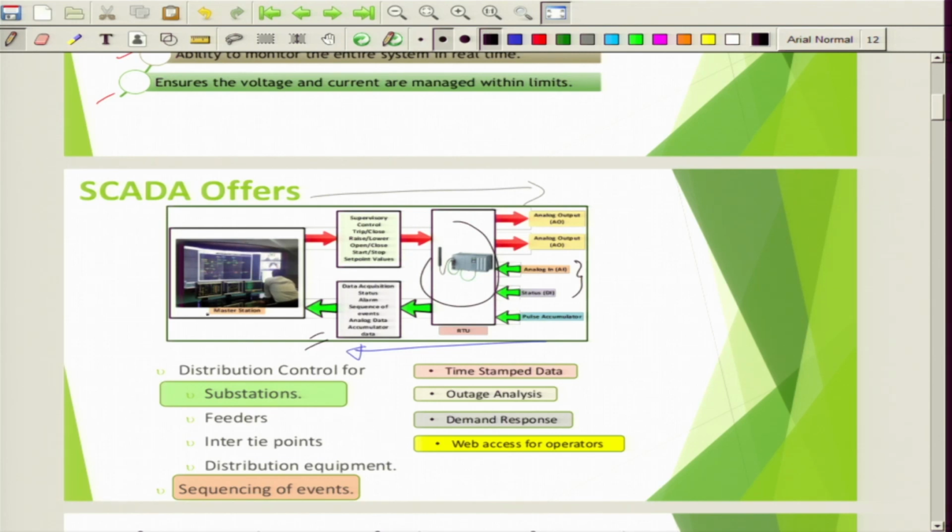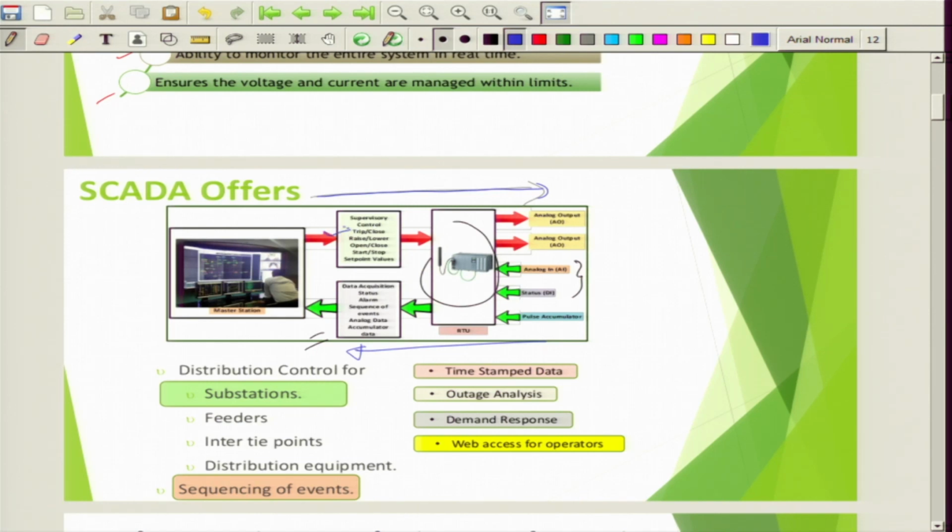At the master station there will be some control logics, flow charts and algorithms put up. As per the condition and requirement of the system, an appropriate control signal is issued to the converters, to the circuit breakers, to the tap changing transformers, to the capacitor banks and all these devices. So the control action flows, as I told, in this direction.